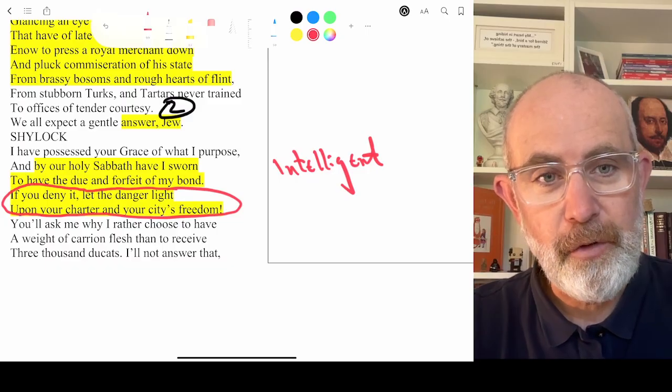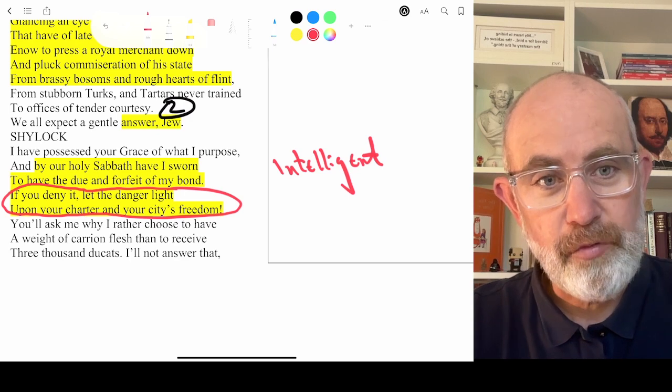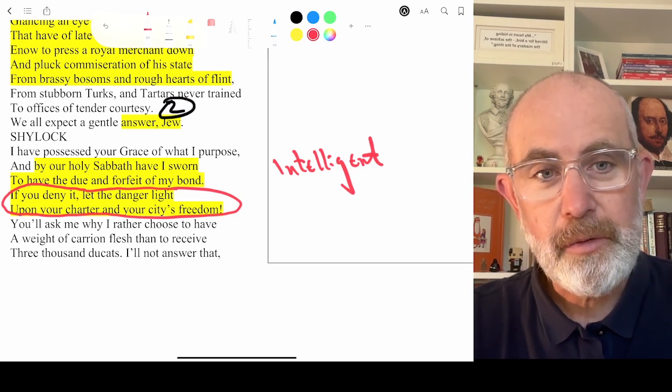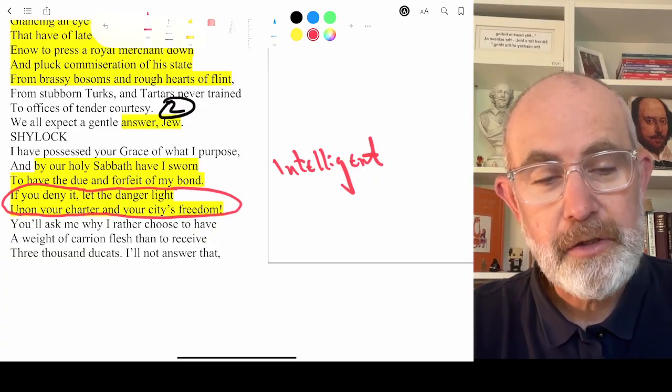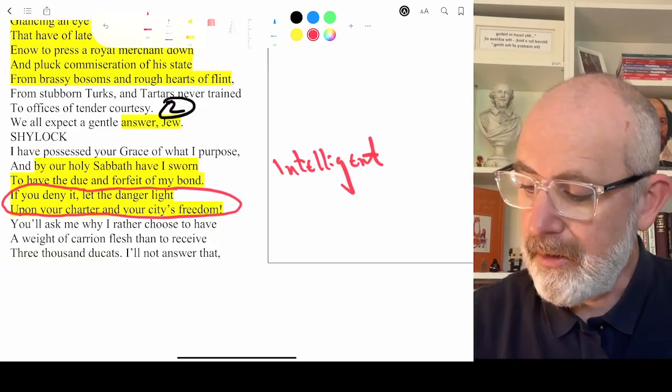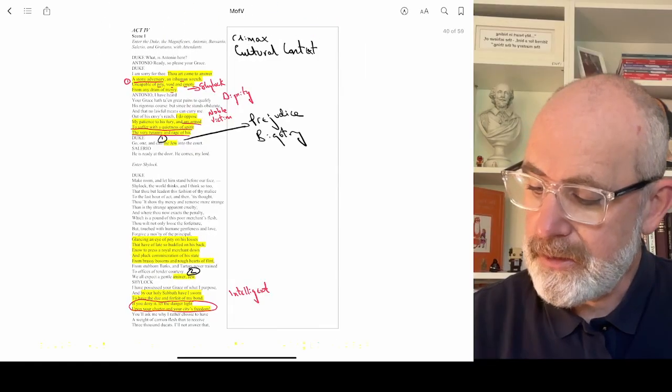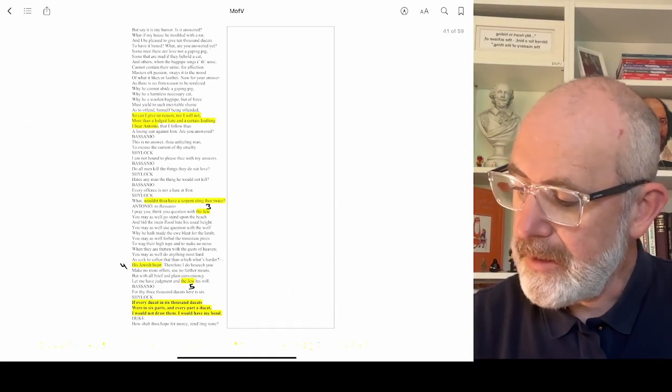Shylock is saying, if you force me, if you deny me my bond, then I can ruin your business. So he's very, very, very intelligent. In other words, while the Duke has power, Shylock also has power, and Shylock's power lies in his intelligence. The tension builds.